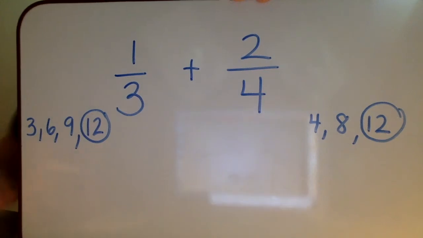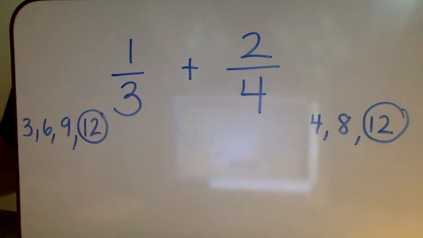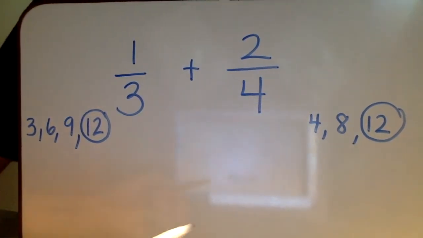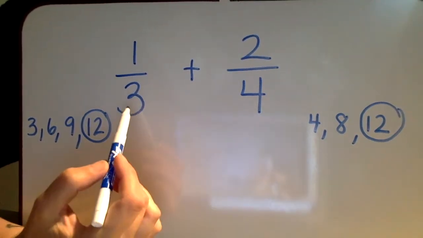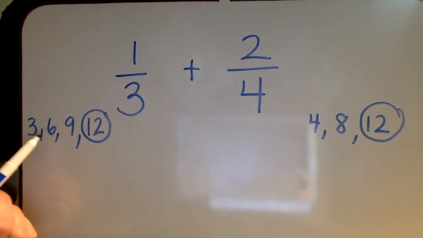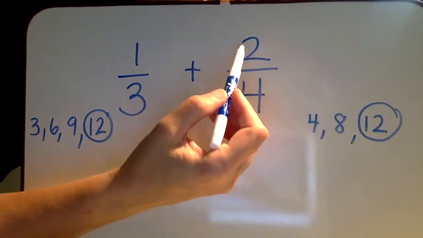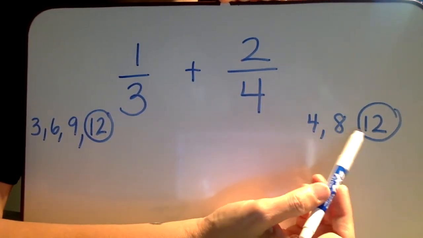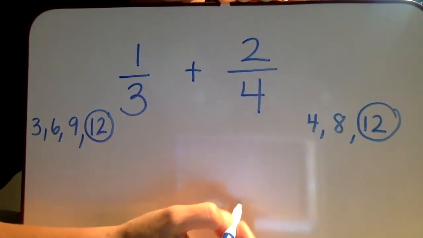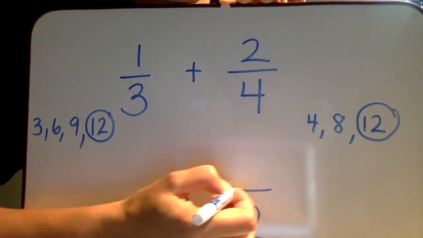If I take a look at that again, and I want to see the equation that will prove that my model is in fact correct, I go back to my 1/3. I counted by multiples of 3, I got to 12. I have my 2/4, I counted by multiples of 4, I got 12. So my denominator here in both cases will be a 12.